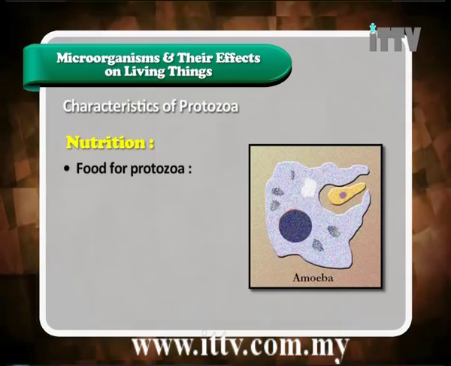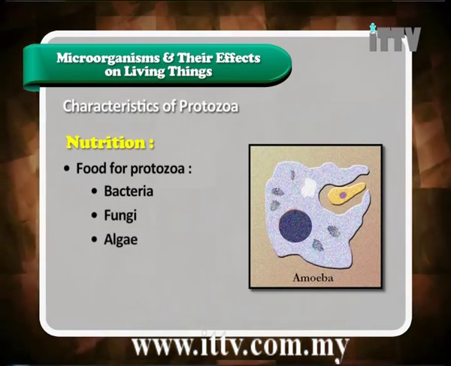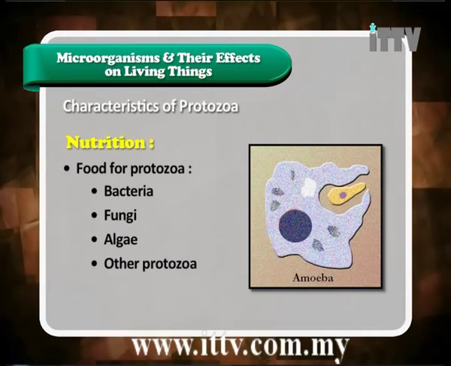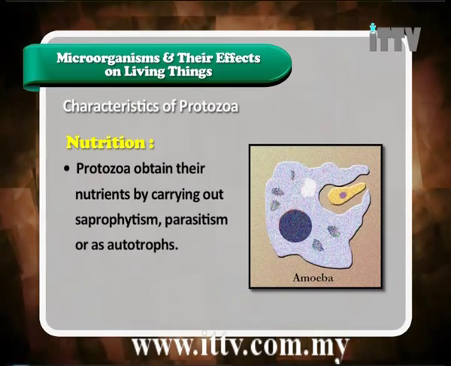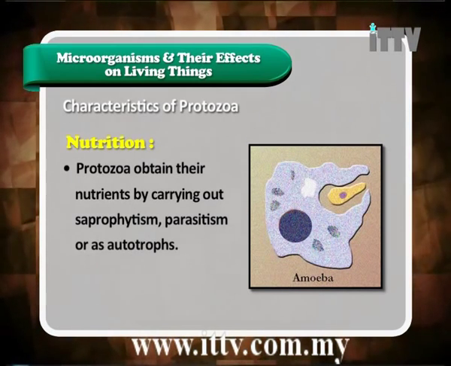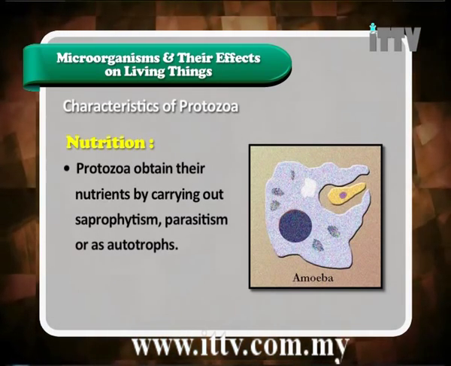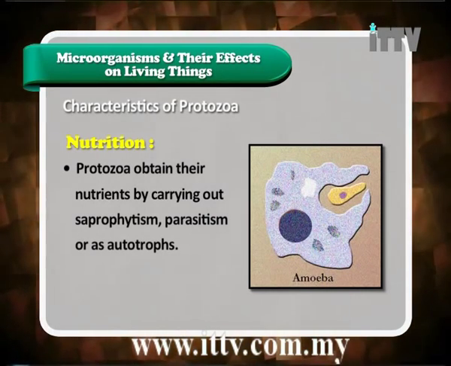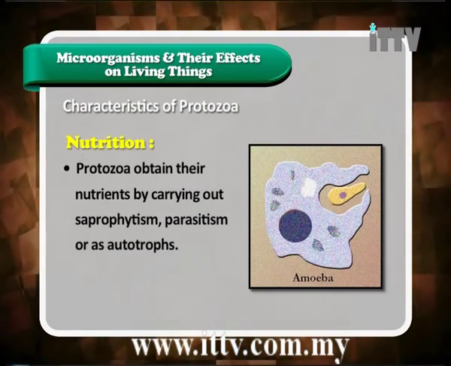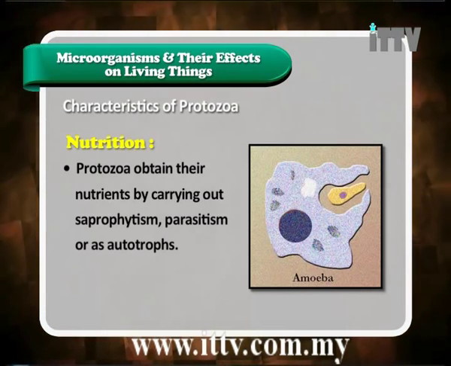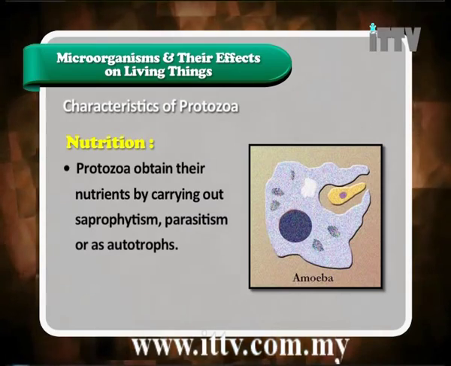Protozoa mainly feed on other things like bacteria, fungi, algae and other types of protozoa. Protozoa obtain their nutrients by carrying out saprophism, parasitism or as autotrophs. For example, amoeba gets nutrients from its surroundings. The amoeba surrounds and engulfs its food. Enzymes are secreted to digest the food. The amoeba then absorbs the nutrients from the digested food.